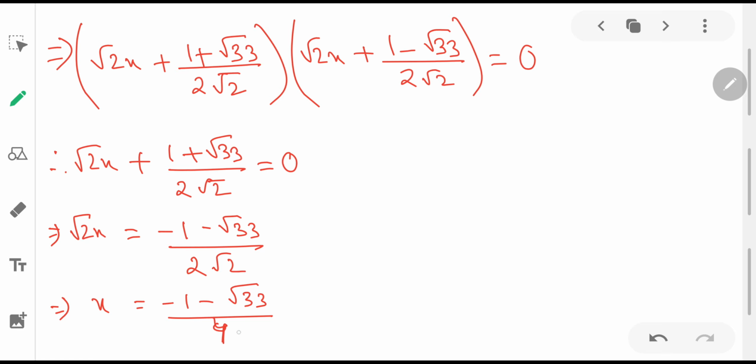I have done it directly. I hope you have found no difficulty here. So in down we have 4 in the denominator. So this is the first solution. What is the second solution? Or similarly, let's do it.